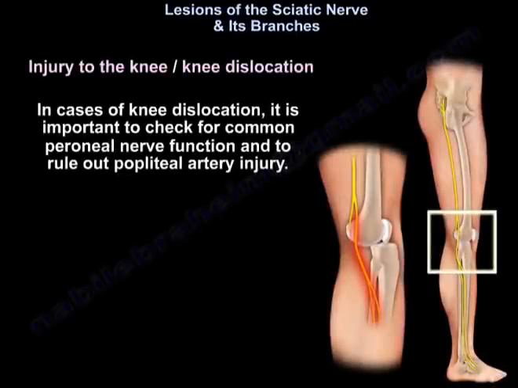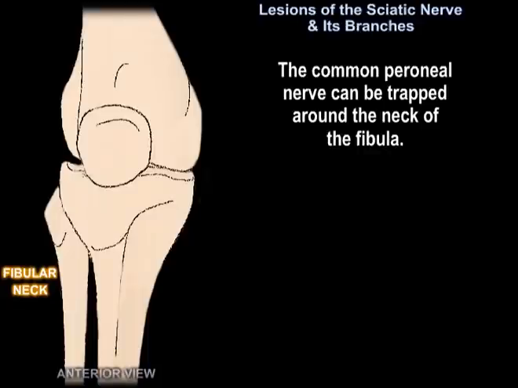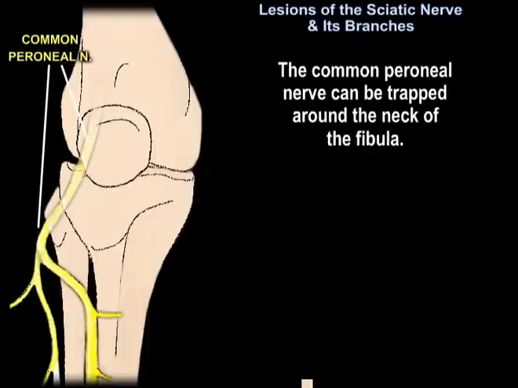Injury to the knee dislocation. In cases of knee dislocation, it's important to check for common peroneal nerve function and rule out popliteal artery injury. The common peroneal nerve can be entrapped around the neck of the fibula.